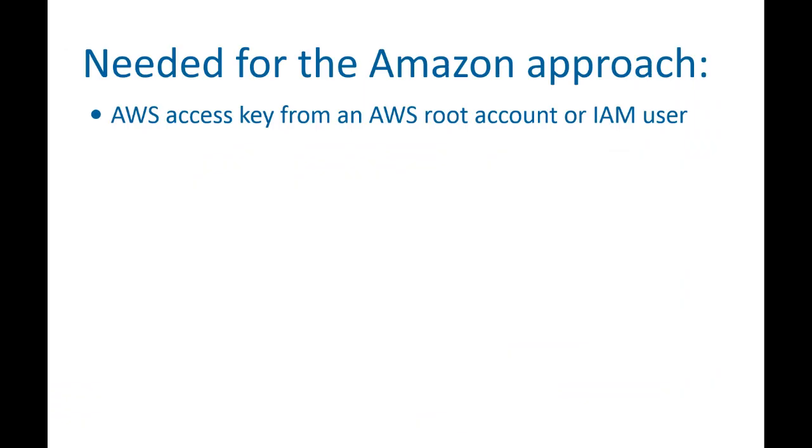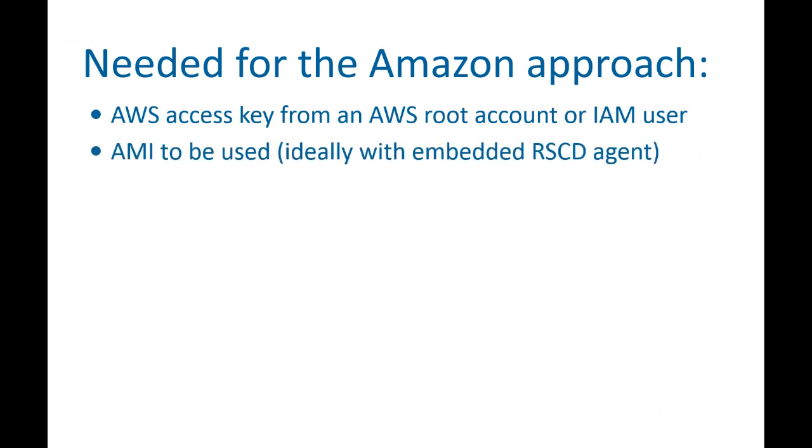You'll need an Amazon machine image, that is an AMI. You can use an existing AMI, but to make full use of CLM's capabilities, the AMI should have an embedded RSCD agent. Also, you'll need to log on to CLM as the cloud administrator. For a full list of all the information required for Quick Start, see the help for BMC Cloud Lifecycle Management.